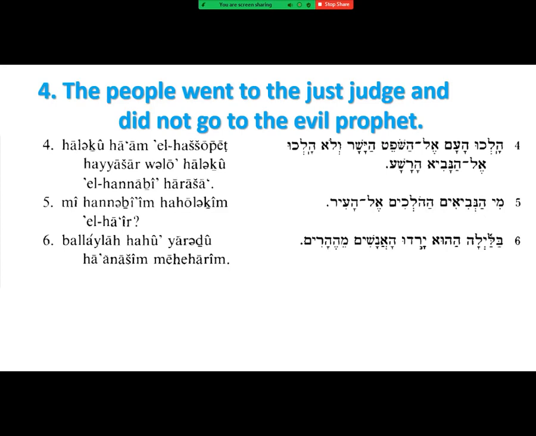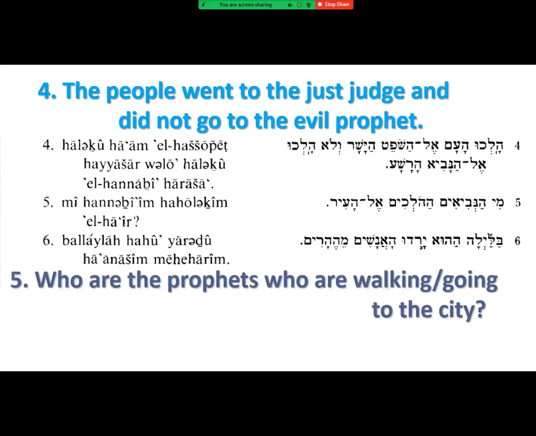Hanaviim, so Hanavi would be the prophets, so Hanaviim is the prophets. So who are the prophets? Haholikim, who are walking, el ha'ir, to the city. Who are the prophets who are walking or going to the city?